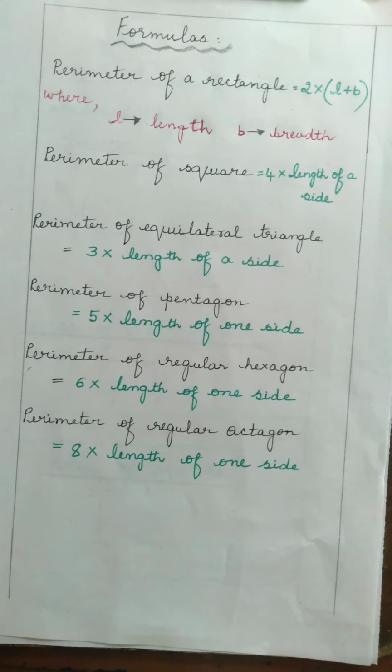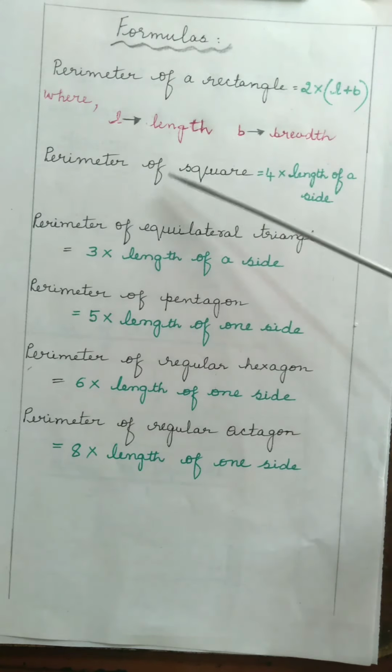We can calculate the perimeter of a rectangle, that is the distance around the closed figure. A rectangle is a closed figure, so the distance around that rectangle is the perimeter. Therefore, the perimeter of a rectangle is given by the formula 2 into (L plus B), where L is the length and B is the breadth.